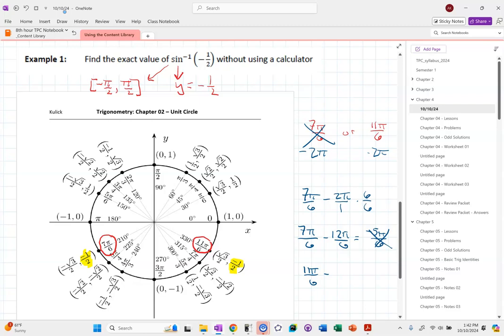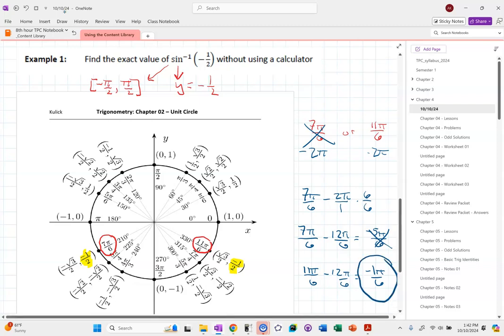So 11 pi over 6. Instead of minus 2 pi, I'm going to write it as 12 pi over 6. Since we've already made the common denominator, we know how to do that. So there I get -1 pi over 6. Is negative 1 pi over 6 in between negative pi over 2 and positive pi over 2? Yes. So that's my answer, negative 1 pi over 6.